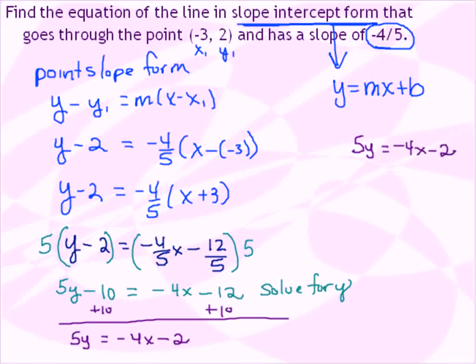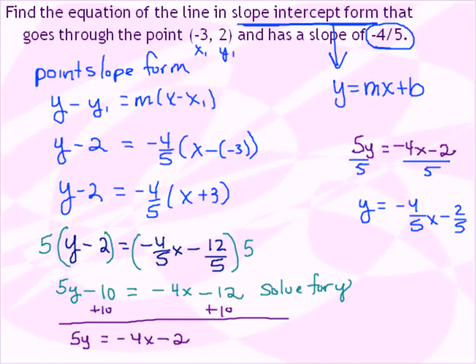So dividing both sides by 5 gives me y equal to, remember the 5 is dividing both terms, so it'll be -4/5 x minus 2/5. So my y-intercept then is -2/5.